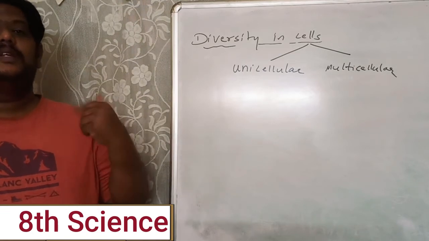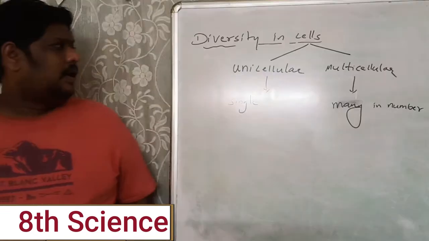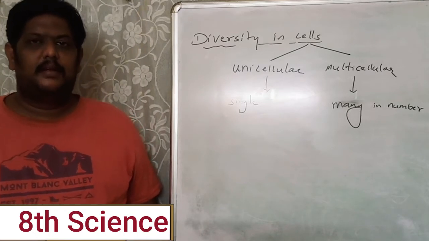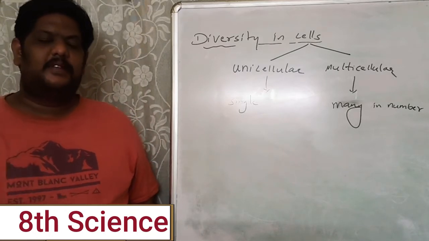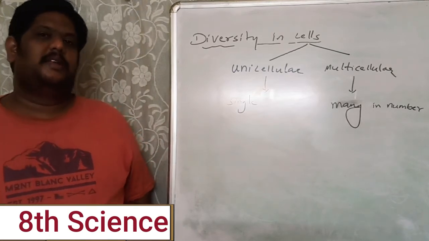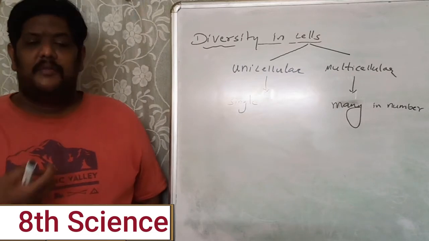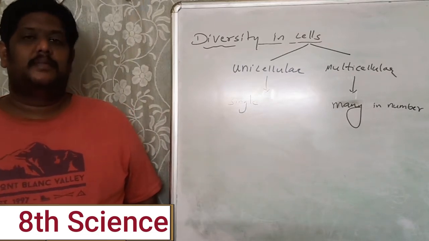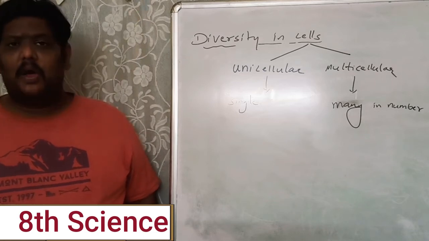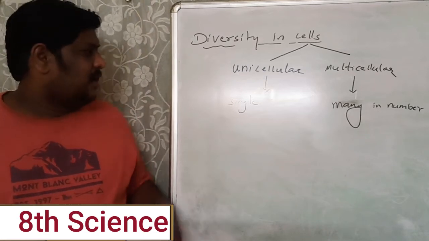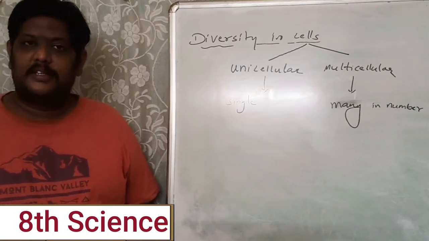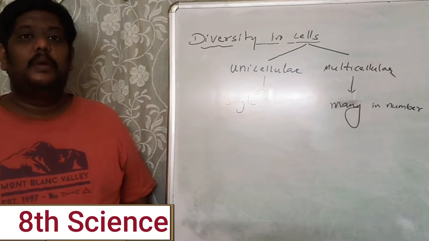What is unicellular? Unicellular means the organisms which are made up of a single cell. It's actually a wonderful thing to know, because we are all multicellular organisms. We are made up of many cells, some millions of cells. But there are organisms living around us which are made up of only a single cell.